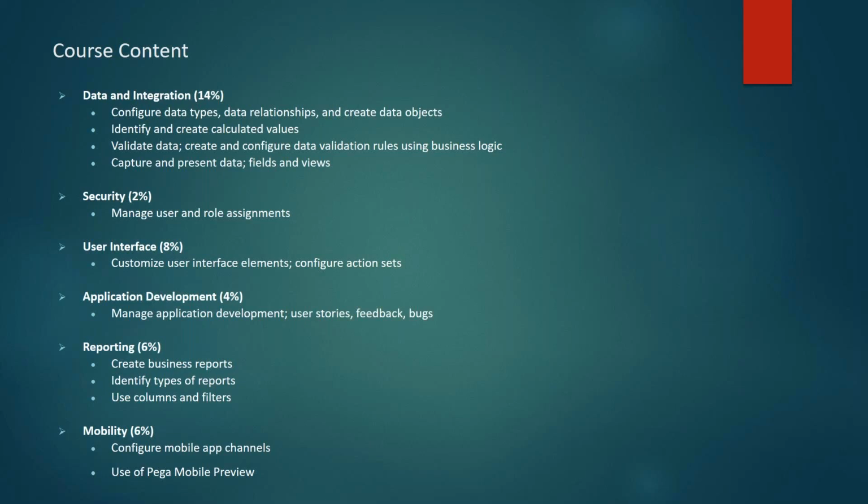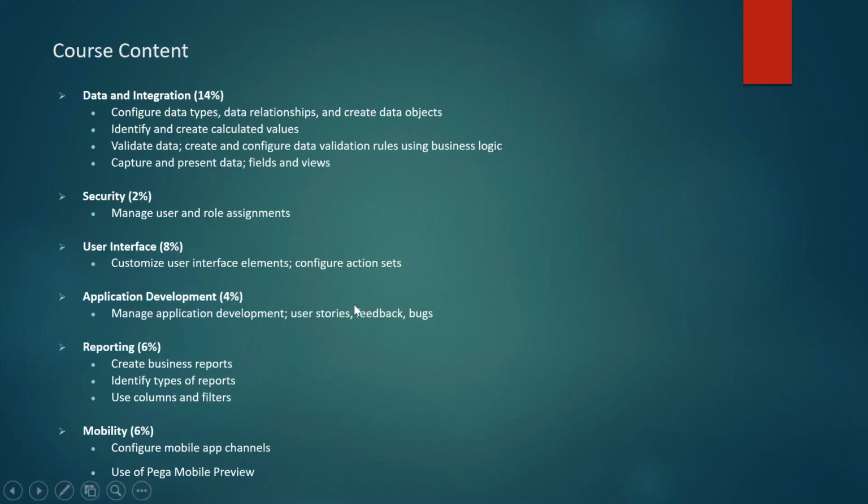So creating business reports and identifying the type of reports, using columns and filters. You use filters in reports to limit the amount of data that is displayed on the screen. So how the filters are applied and all.